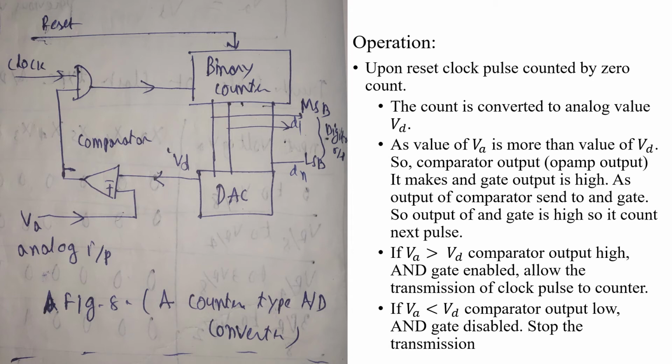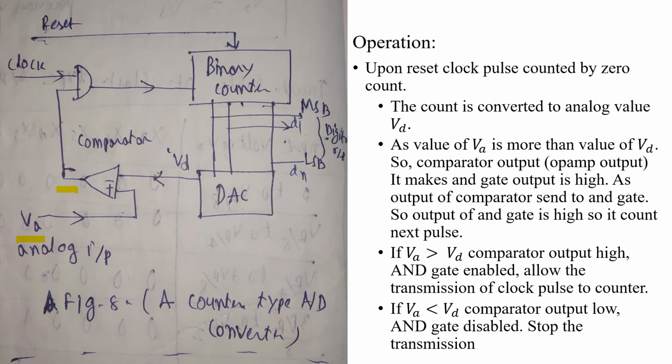If, at a certain instant, VD becomes greater than or equal to VA, then the output of the comparator is low, 0. With the clock on one input and 0 on the other, the output is low, so the counter cannot count, it gets disabled and stops. The value we got is the digital value. So the input analog value is converted to digital: D1, D2 up to Dn, we get the value.